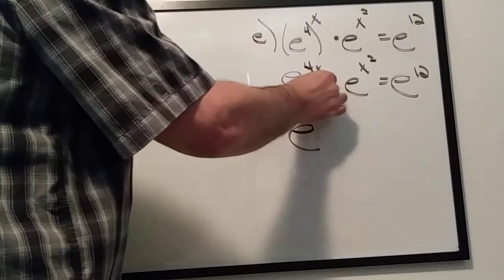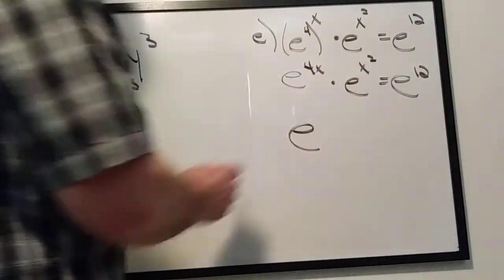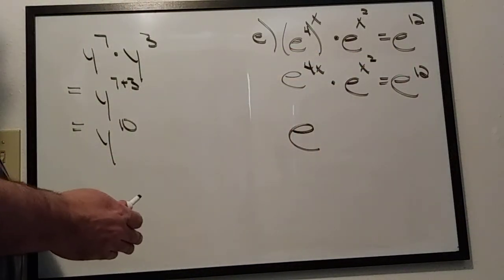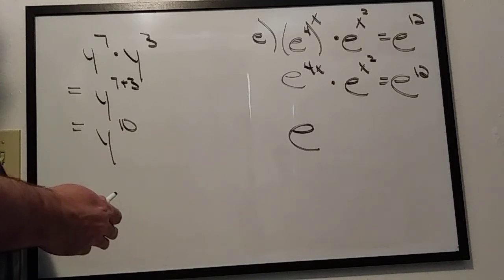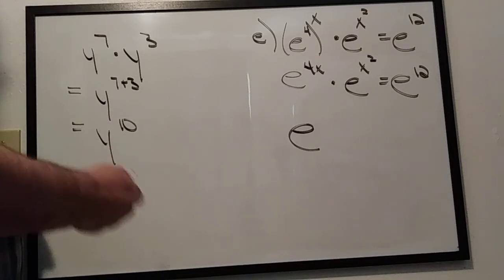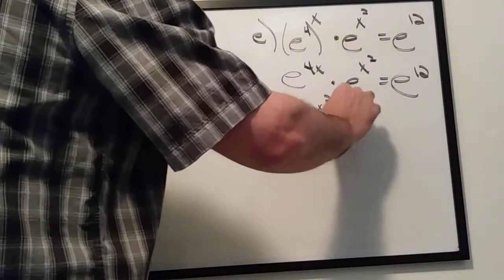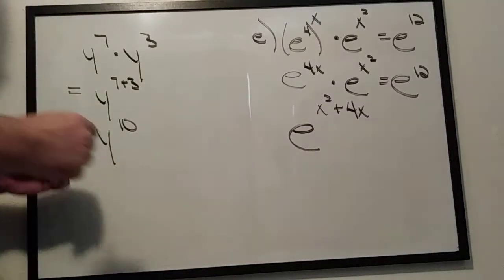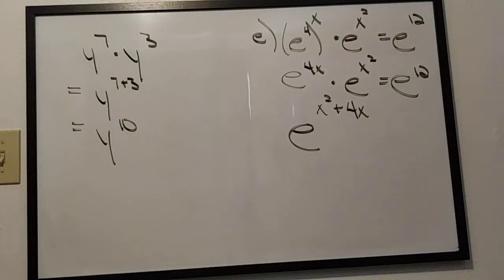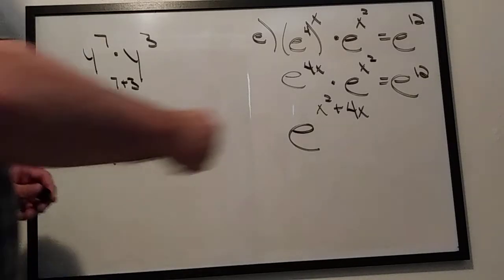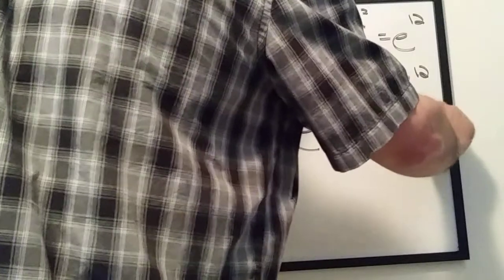So this is e to the 4x plus x squared power. But 4x plus x squared, if you think about that in terms of polynomial ideas, we've seen the idea of descending order, which means you start with the highest power. I'm going to go ahead and do two things at once. I'm going to go ahead and write this as x squared plus 4x, and I'm using that idea of adding my exponents, but I'm also using the idea of writing this in descending order. So it's e to the x squared plus 4x power, and this is equal to e to the 12th.